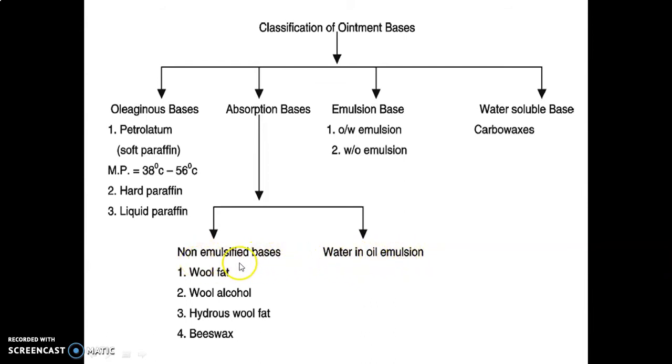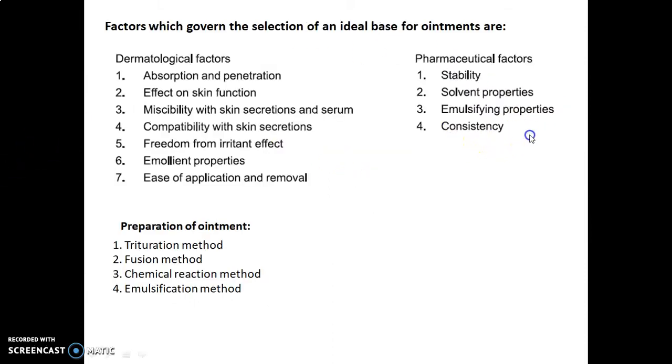Non-emulsified bases are of four types, for example wool fat, wool alcohol, hydrous wool fat and beeswax. Then emulsion bases are of two types: O/W, meaning oil in water emulsion, in which oil acts as the internal phase while water acts as the external phase, and W/O emulsion, in which water acts as the internal phase while oil acts as the external phase. Water soluble bases: carbowaxes.